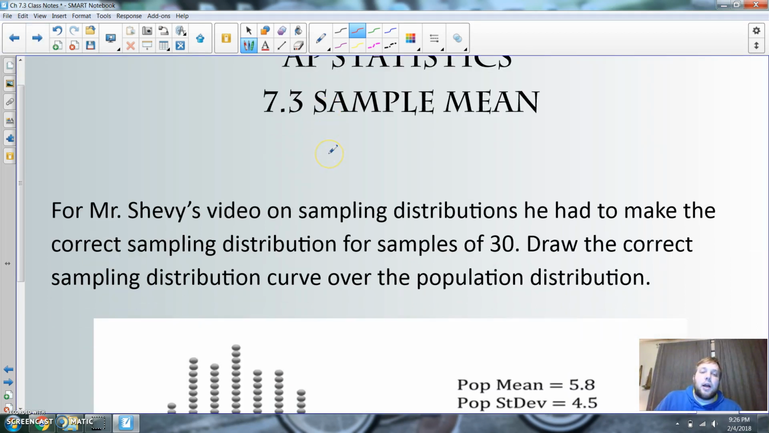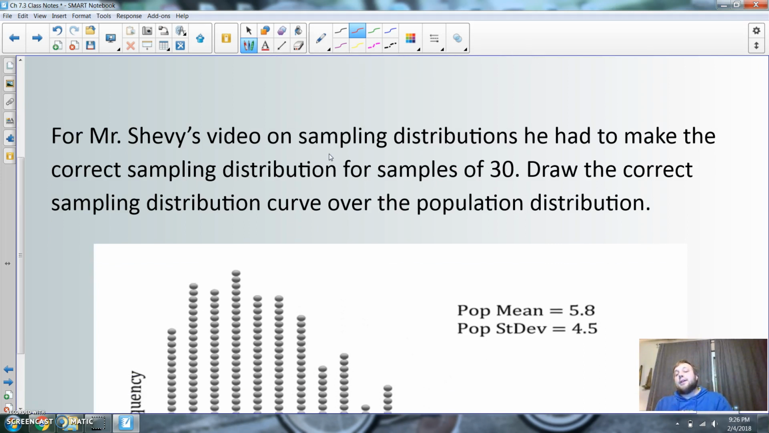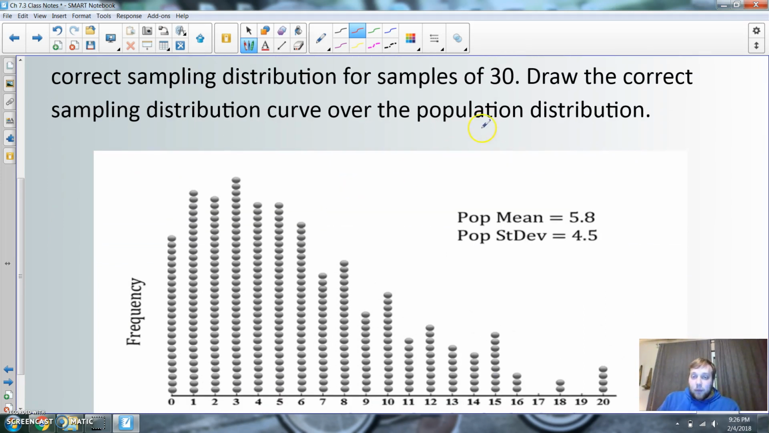All right. For Mr. Sheevy's video on sampling distribution, he has made the correct sampling distribution for samples of 30. I had to actually make, I don't know if you guys remember watching this video or not, a sampling curve for a sample of 30. I formed it right over the top of this. So how would I form it? What does it need to have? So it says draw the correct sampling distribution curve over the population.